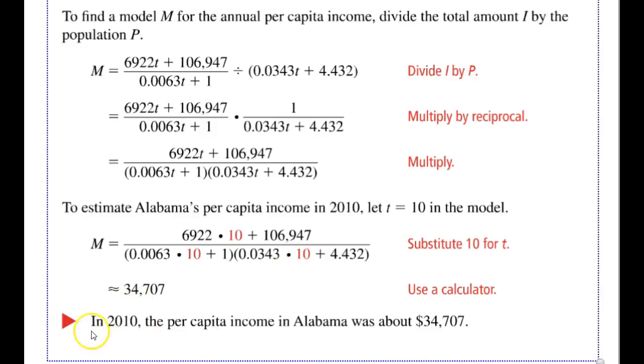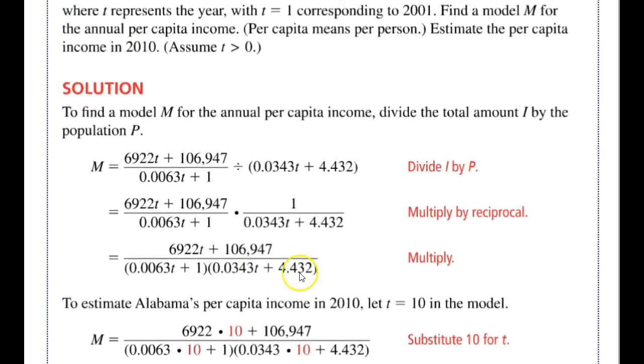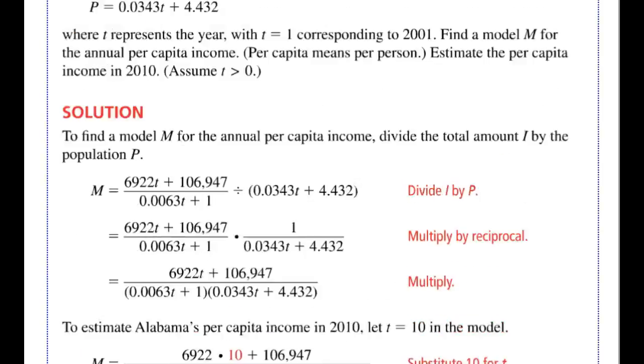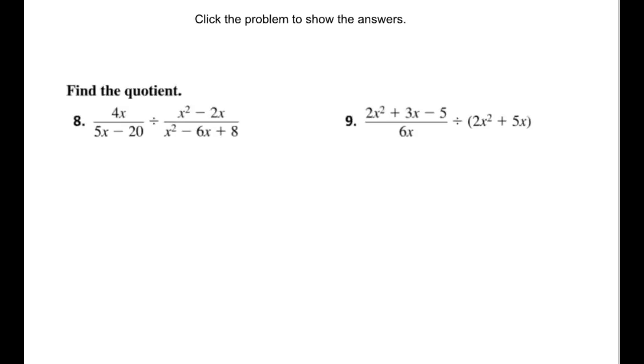Okay, so I could then rewrite that using words, explain my answer. So in 2010, the per capita income in Alabama was approximately, or about, $34,707. So the first thing I had to do was write my model, and then I had to figure out when T was 10, what did I get? So those were our big two things. Not too bad. So now here is your monitoring progress. I want you to go ahead and try these and see how well you do.